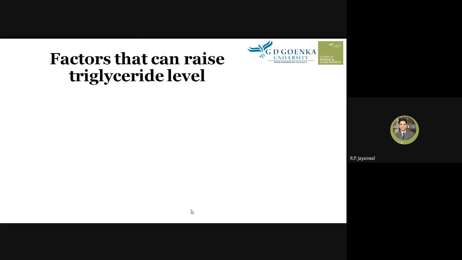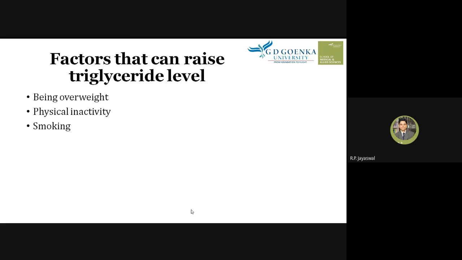What are the factors that can raise triglyceride level? We need to consider what can increase the level of triglycerides. Being overweight means you have more body weight, and that can increase the triglyceride level in the blood. Physical inactivity: a person who has a sedentary lifestyle, does not do any physical activity, keeps on sitting or lying on the bed most of the time, so it will increase the triglyceride level in the blood.